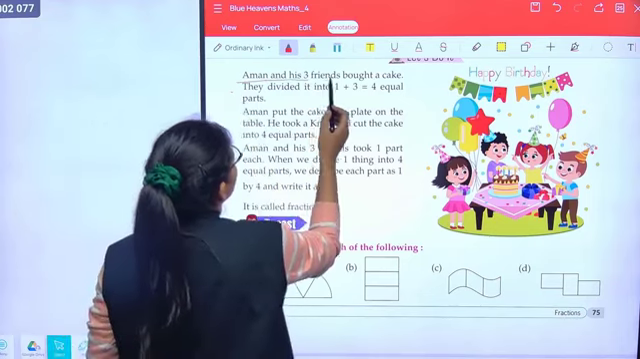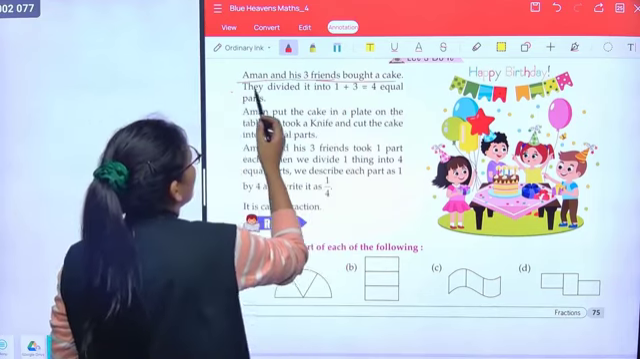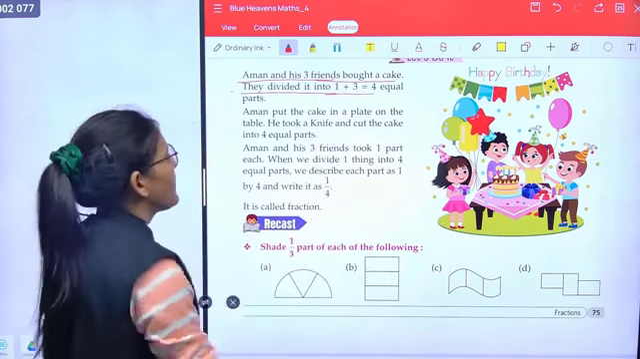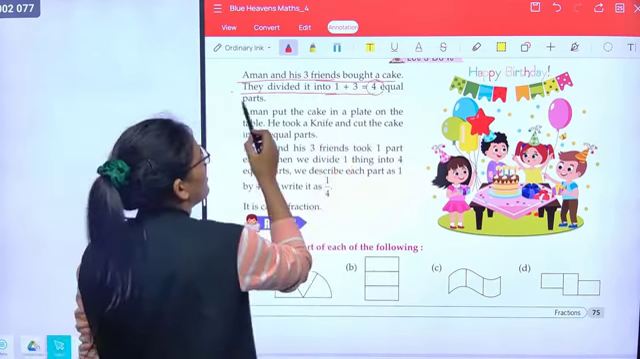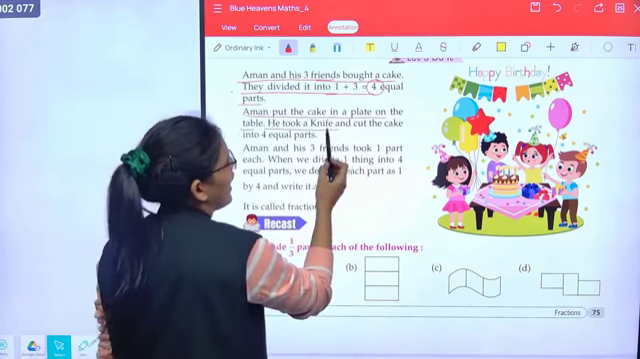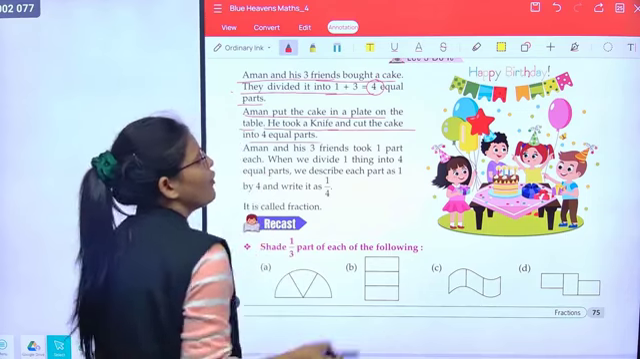Aman and his three friends bought a cake. They divided into 1 plus 3 equal parts. 1 plus 3 means 4 equal parts. Aman put the cake in a plate on the table. He took a knife and cut the cake into 4 equal parts.